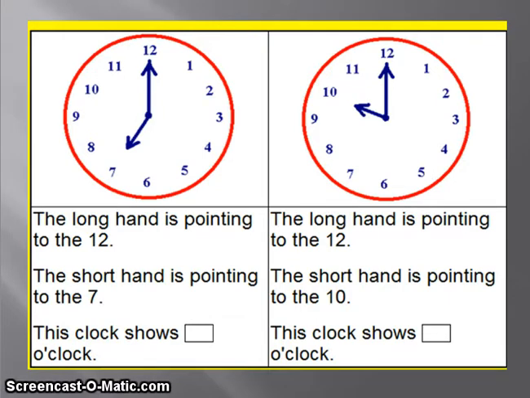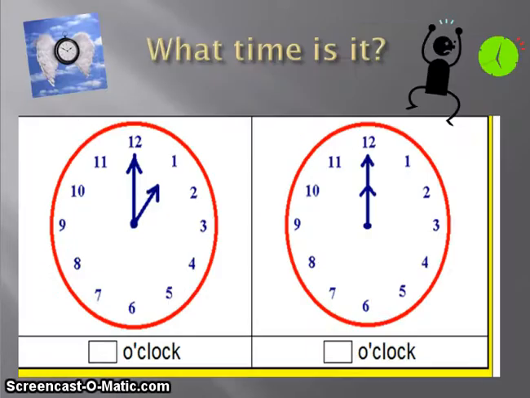The long hand is pointed to the 12. The short hand is pointed to the 7. Using the pencil tool, the students will write the time. The time is 7 o'clock.